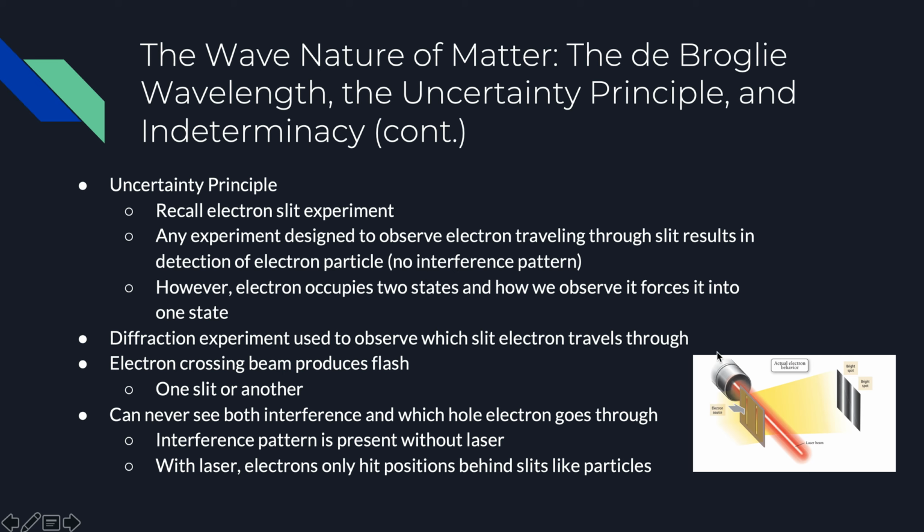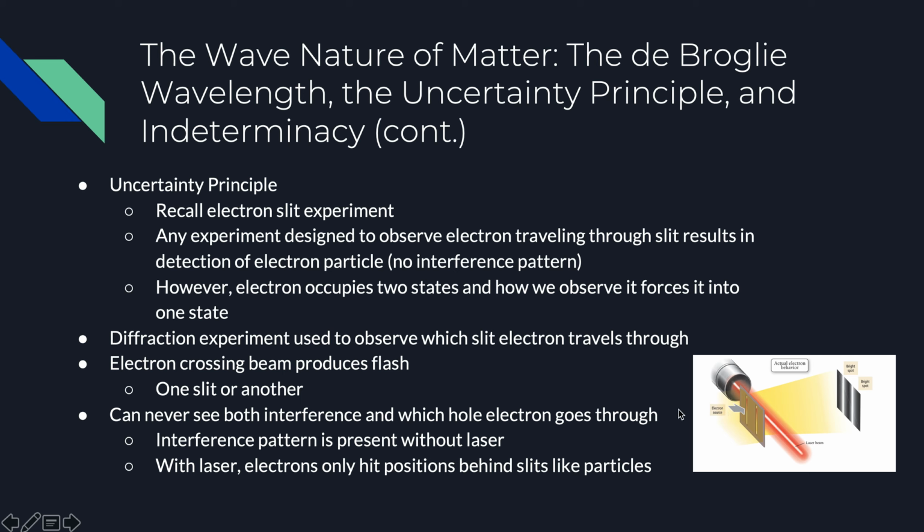And so this means that an electron actually has two states, a particle and a wave state, since if you put a laser in front, you can only see the particle behavior, which is two bright lines, rather than the interference pattern. So this means that however we choose to observe it, whether we want to observe it traveling through the slit or just observe the pattern produced, it forces it into one state. And the diffraction experiment is used to observe which slit the electron travels through.